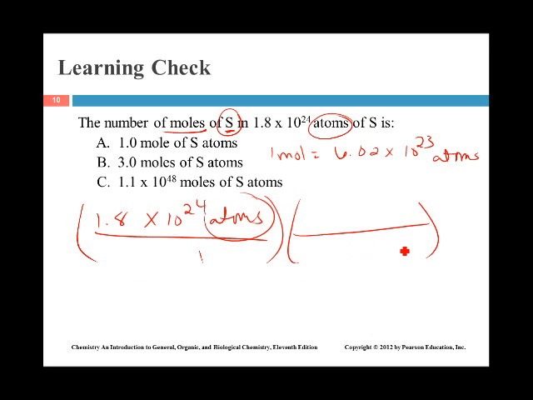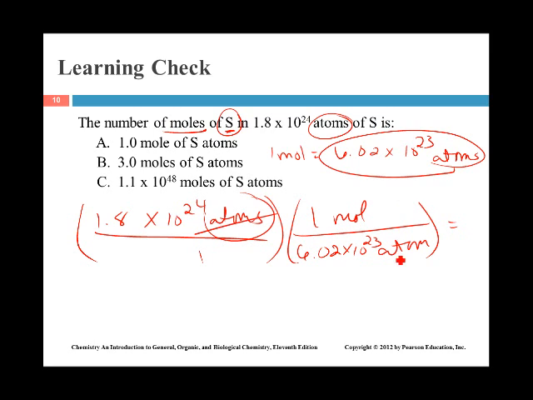We have atoms on top. That means we want to put atoms on the bottom. If you look on our chart, atoms goes with 6.02. That is equal to 1 mole. Atoms cancel. That means 1.8 times 10 to the 24th divided by 6.02 times 10 to the 23. That comes out to be 2.99. However, we only want two significant figures. So that becomes 3.0 moles of sulfur.